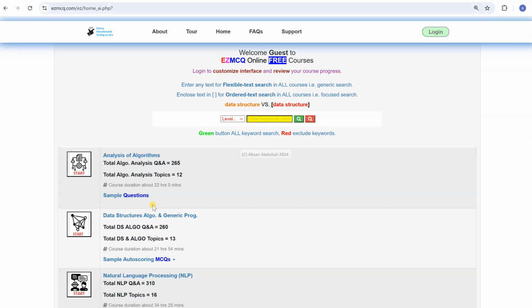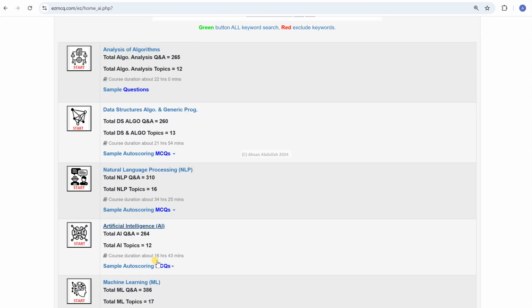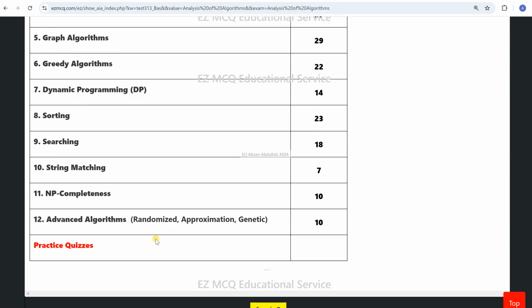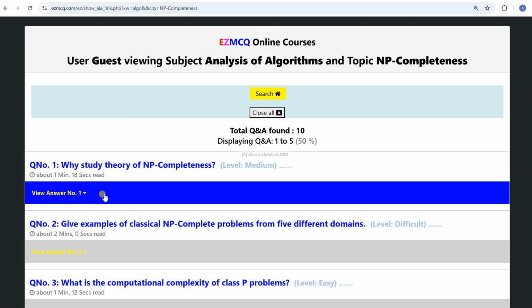So we are at the learning management system, and you can see we have analysis of algorithms, a core computer science course, data structures and algorithms, a core computer science course, natural language processing, and we also have artificial intelligence, machine learning, and so on. So let's go to the course which we are covering right now, analysis of algorithms, and let's go to the topic of our interest, which is the theory of NP completeness. So these are the questions. The format is questions with detailed answers and bullets so as to convey the concept and understanding.